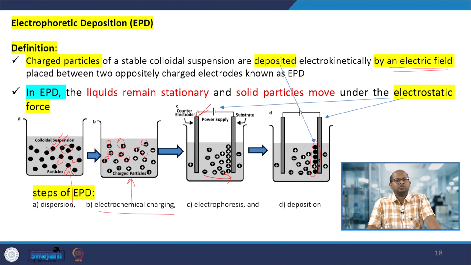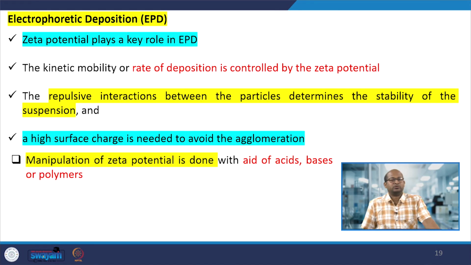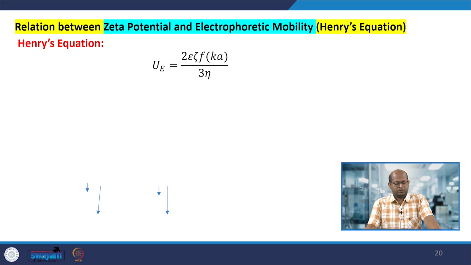This electrophoretic deposition depends on the charged particles, their movements, and the zeta potential of the particles present. In this case the solvent or liquid remains stationary, but only the solid particles will move when an electrostatic force is applied in the medium.